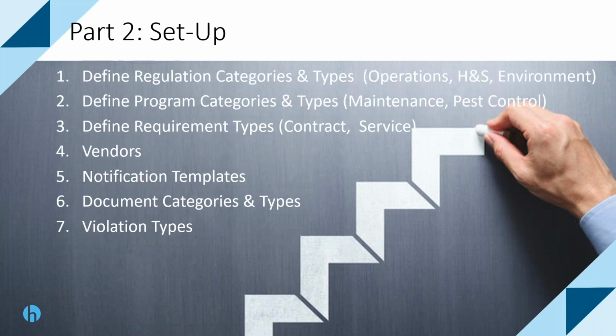Okay. After that, we'll talk a little bit about setup, which is typical Archibus setup, but which is fairly confusing if you start by looking at it first and trying to figure it out. So I'm going to do that later, but that is basically to create something called regulation categories and types, program categories and types, requirement types. Those are all the drop-down lists that you'll use to fill out your contracts and requirements. You'll have to enter in vendors in some cases if your requirements are related to a vendor service contract. And of course, there are the notification templates and document templates and categories and violation types that you set up as your drop-down menus.